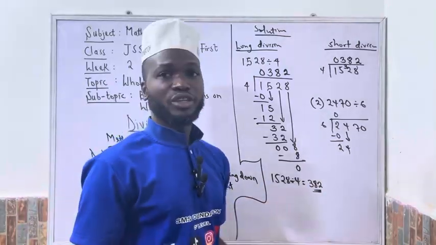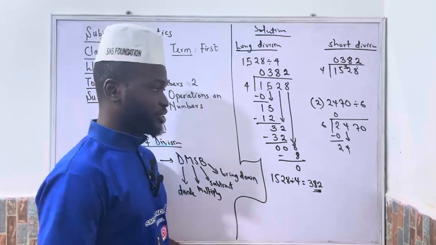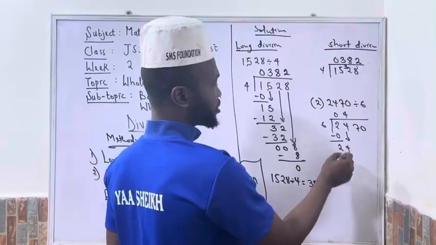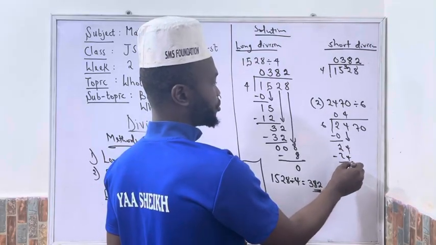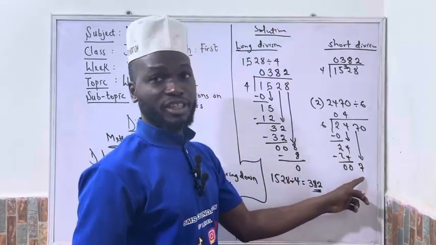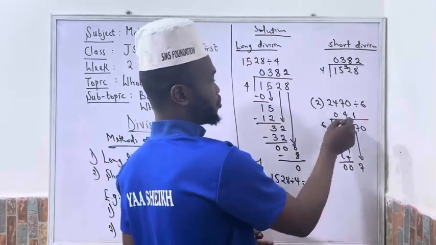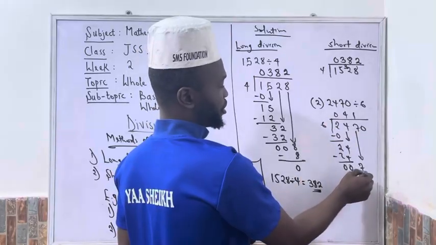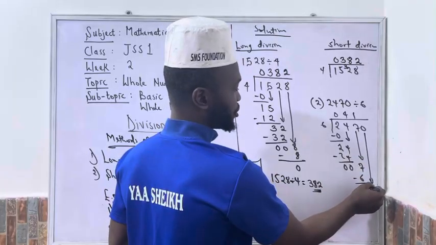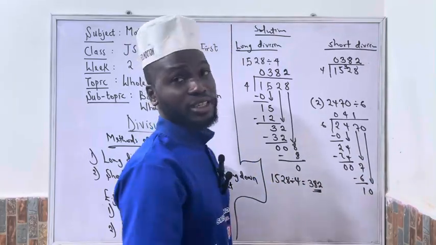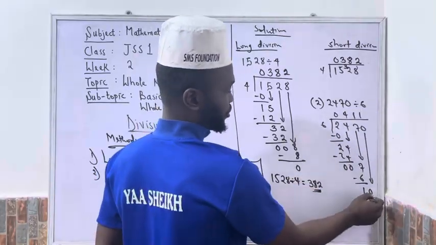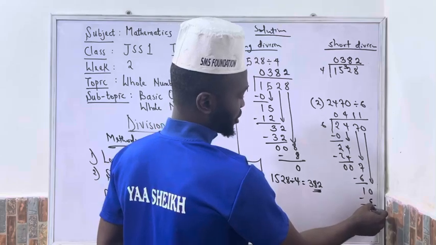Now, how many 6 in 24? So if you do the process of addition, that will lead you to 4. 6 times 4, 24. Subtract 24 minus 24, 0. Bring down the next digit, which is 7. So how many times can 6 go in 7? That's just once. So I'll put 1. 6 times 1, that will give me 6. So let's subtract. 7 minus 6, that will give me 1. Bring down the next digit, which is 0. Now, how many 6 can I get from 10? So that will give me just 1. 6 times 1, that will give me 6. Subtract 10 minus 6, that will give me 4.